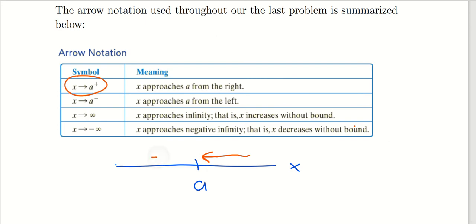If we approach a instead from the left, getting values that are sequentially getting closer and closer to a, but they're smaller than a, this would be the left-hand approach. And then these I think we're already familiar with. x approaches positive infinity, x approaches negative infinity.